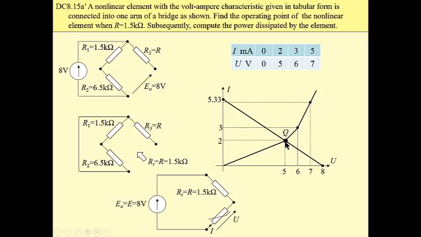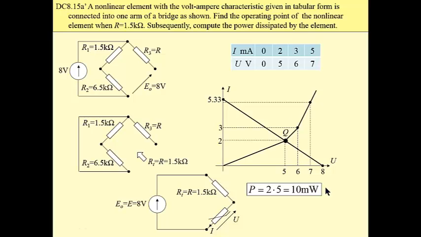Then graphically we may read the coordinates of this Q point, which is 2 milliamps and 5 volts, and our task is to calculate the power which is dissipated on this nonlinear element. It is the product of this current and this voltage, which is 10 milliwatts.